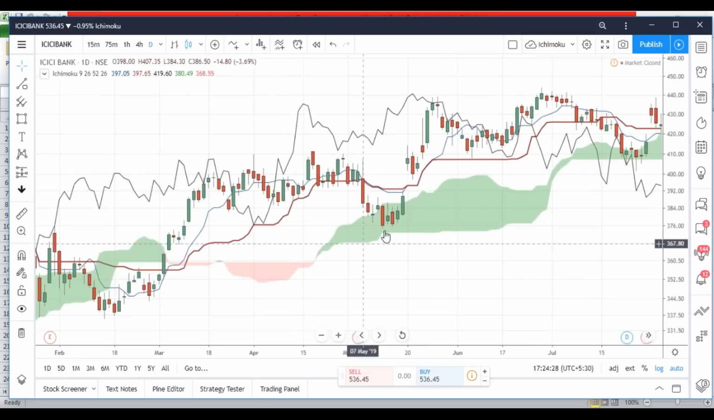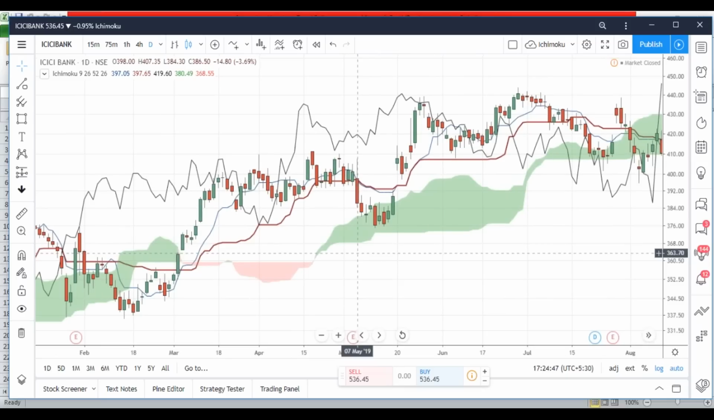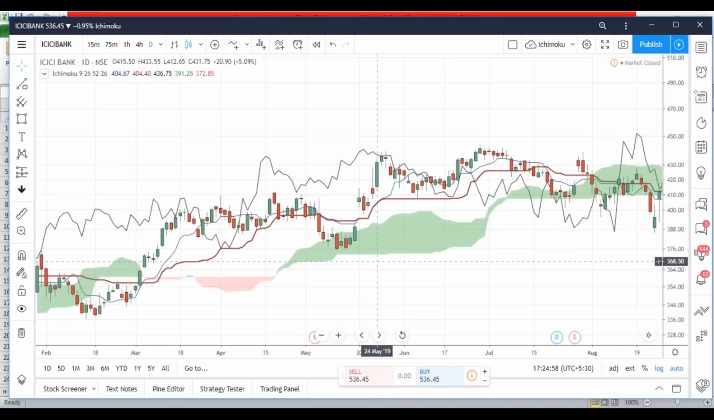If the security is bouncing from span B, in that case it also needs to close above span A. Like here, ICICI Bank came very close to span B, so I will not go long here. I will go long only when this candle closes above span A. Otherwise, within the cloud is considered a consolidation zone, and I'm not interested in taking any trade in this consolidation zone. So even if price gets supported at span B, it should eventually come out above span A to qualify for the long entry.